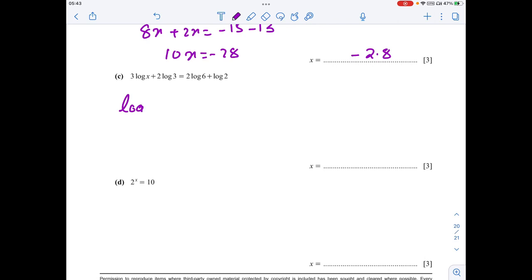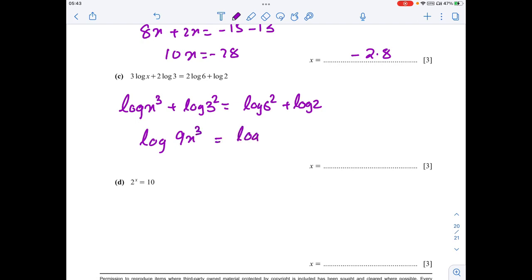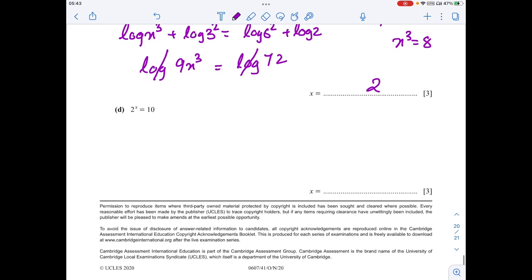Logarithms: log x cube plus log 3 square equals log 6 square plus log 2. Log 9x cube equals log 2 times 36, which is 72. Log gets cancelled. 9x cube is equal to 72. x cube equals 8. So x equals 2.